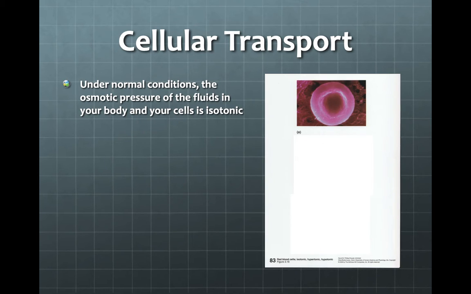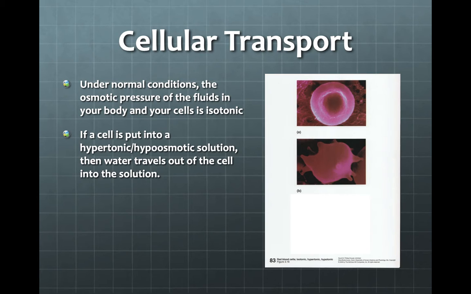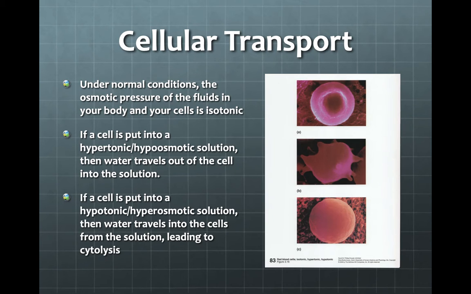So under normal conditions, the osmotic pressure in the fluids in your body and your cells is isotonic, like this red blood cell here. However, if you put the cell in a hypertonic or hyperosmotic solution, then the water is going to travel outside the cell into the solution because you have more salt inside the cell. While if a cell is put into a hypotonic or hypoosmotic solution, then water is going to travel into the cell from the solution, leading to cytolysis or cell death, or lysis.